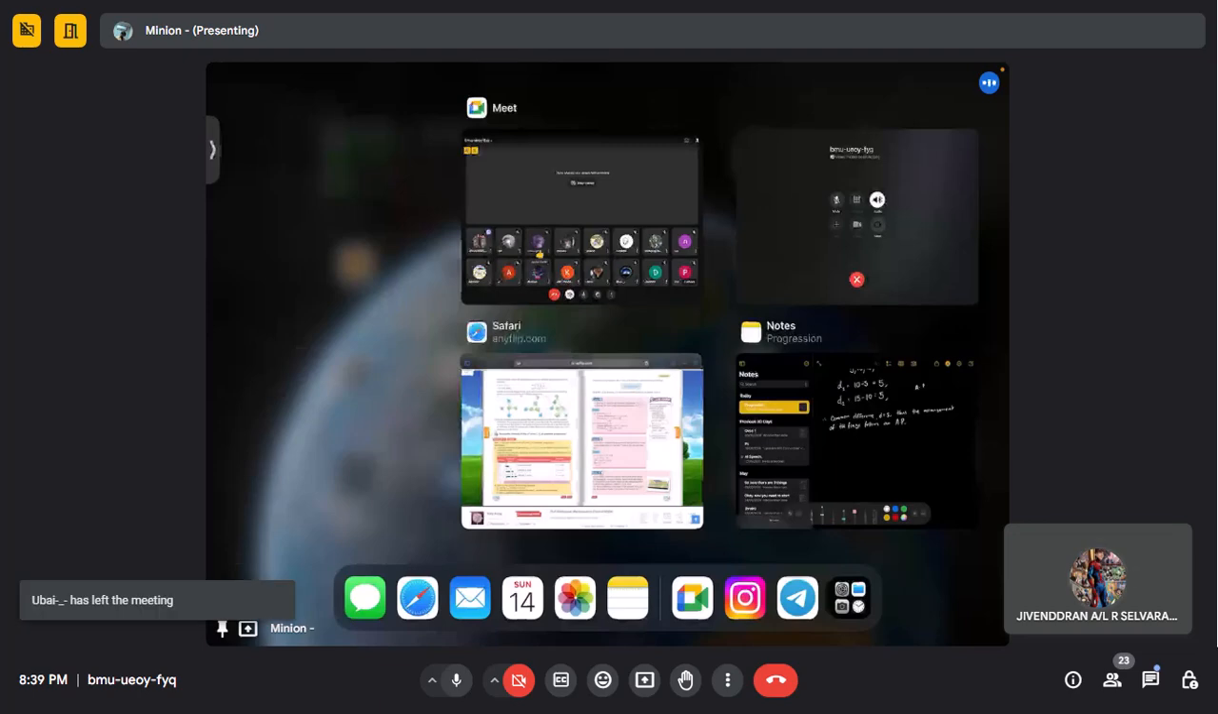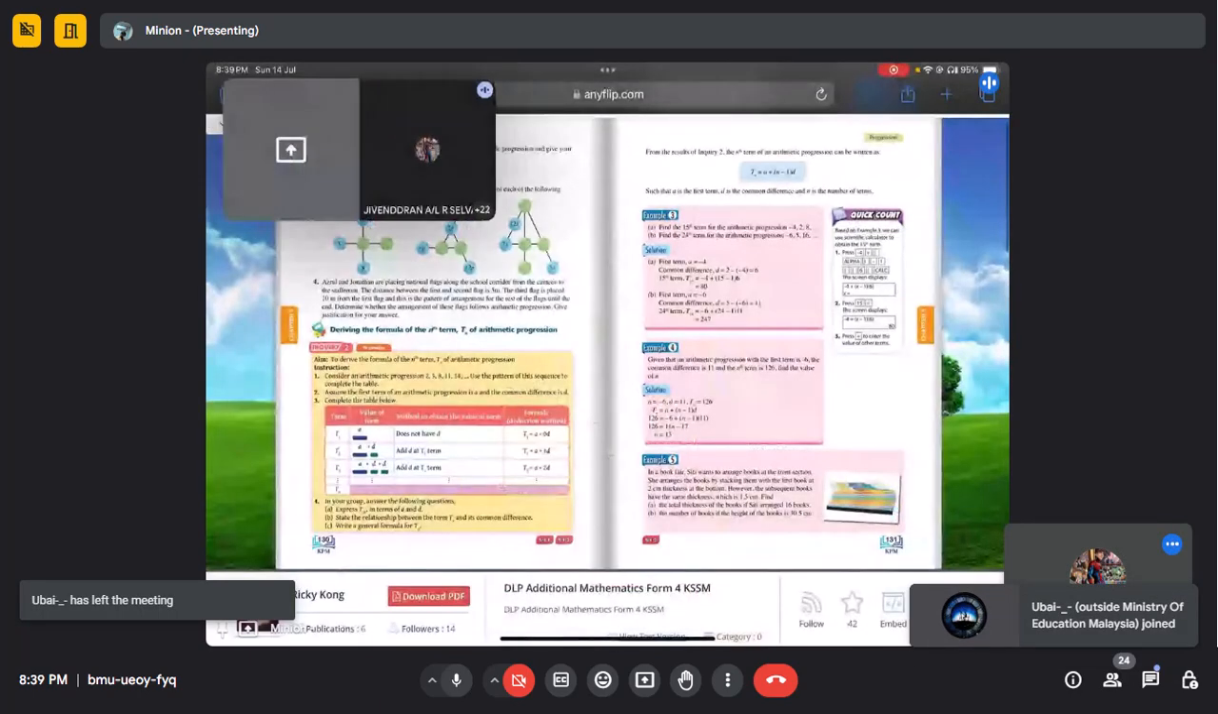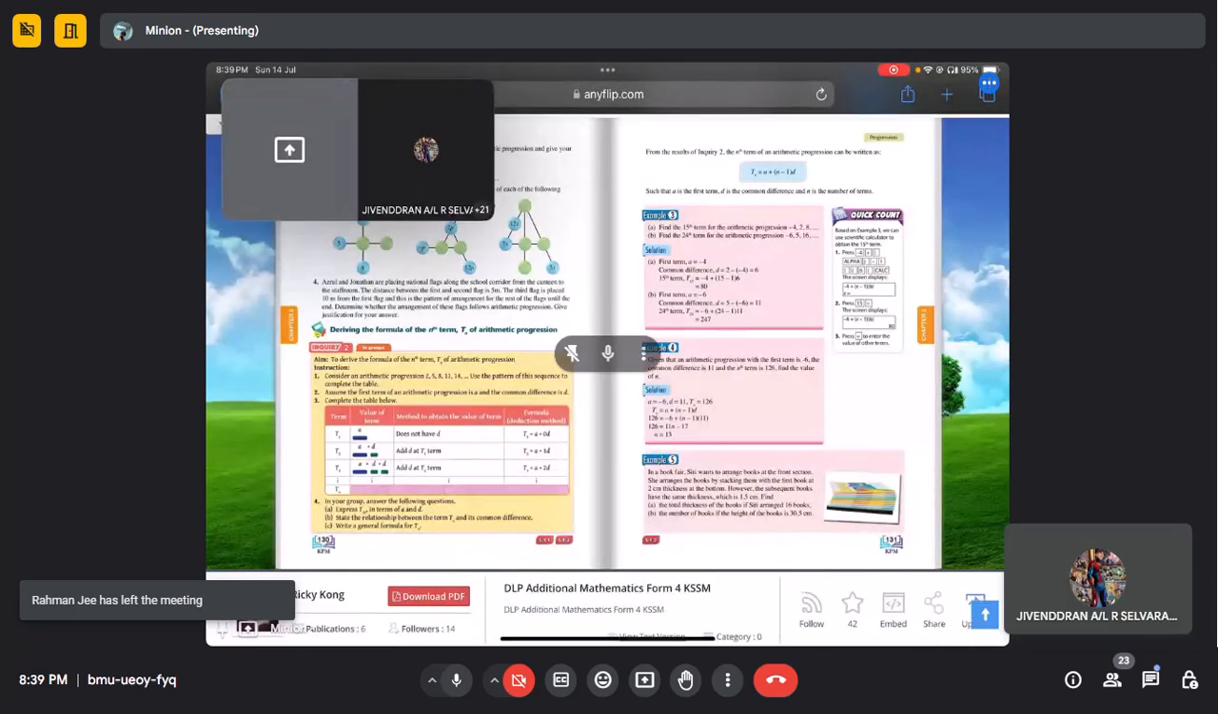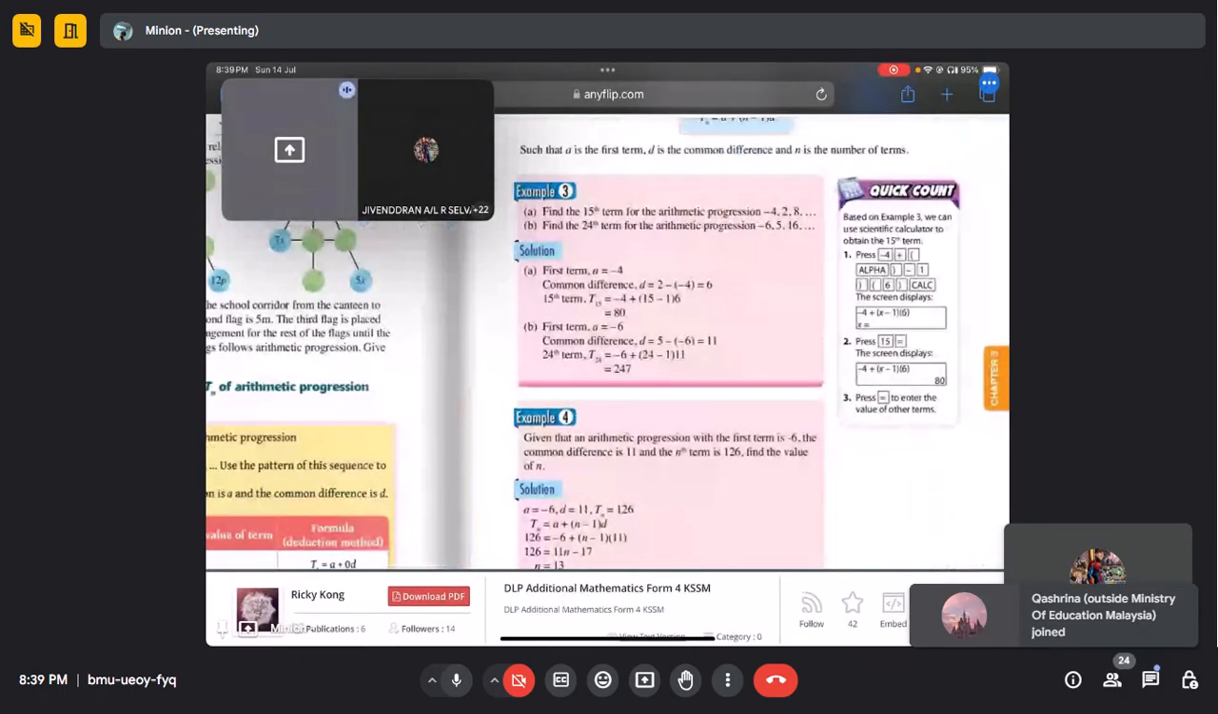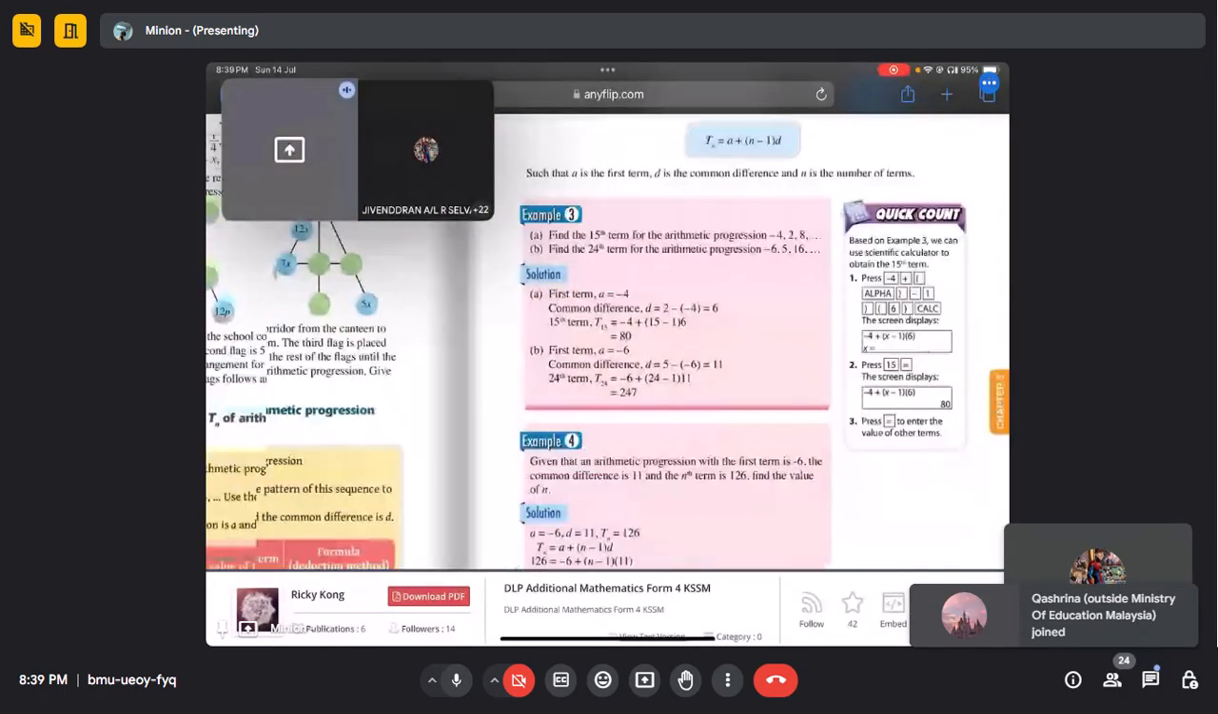Okay, then let's continue to the next part. So the second formula is Tn equals A plus bracket n minus 1 close bracket d. I think Jivain explained this formula just now at the beginning of the class. So you guys will be staying with me, seeing the examples given here.